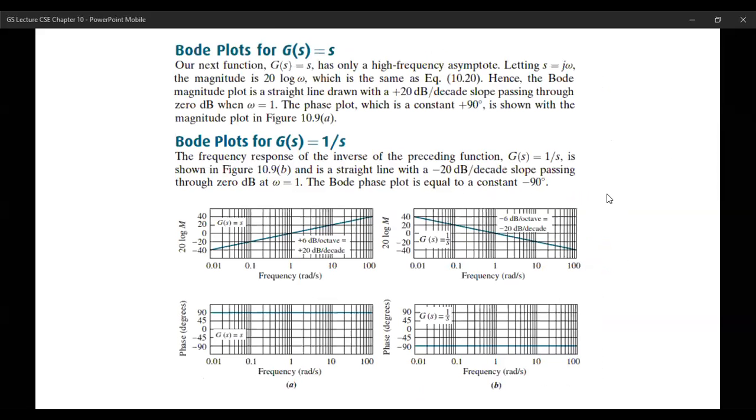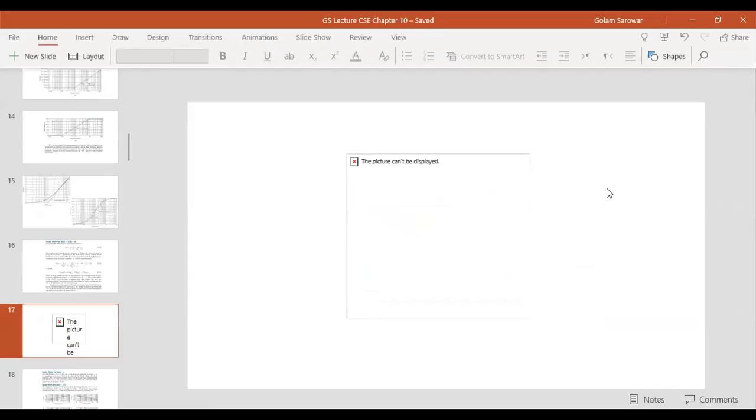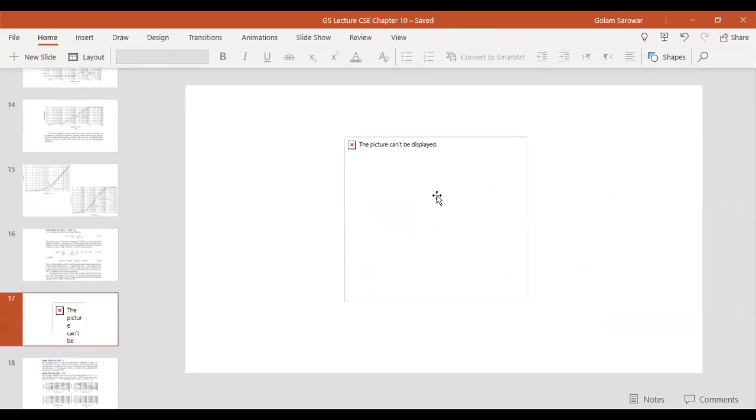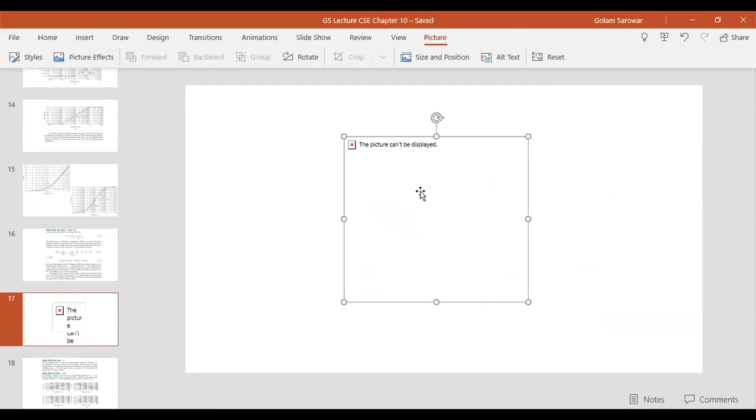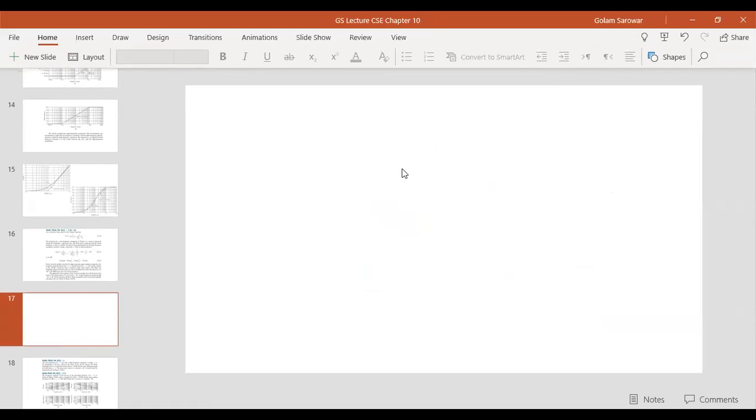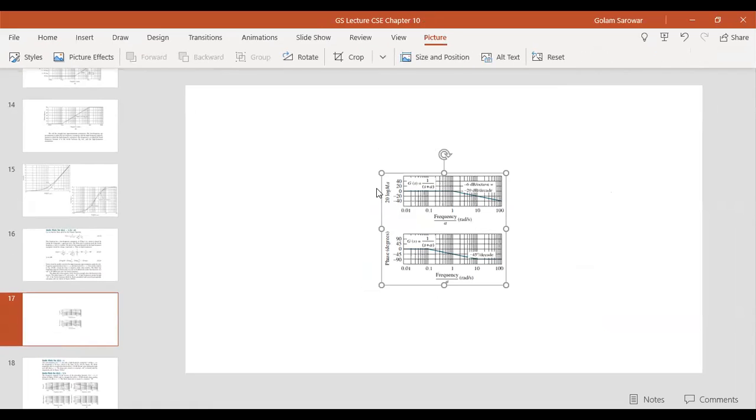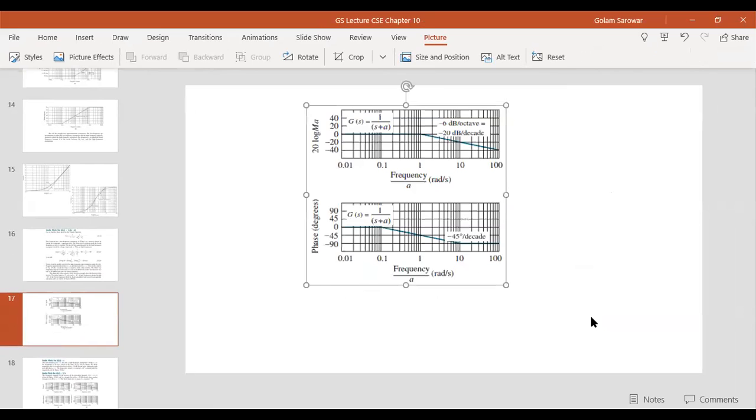Okay, somehow that one is not visible. Okay, let me check what happened. Okay, somehow the picture is not visible. Okay, something went wrong.